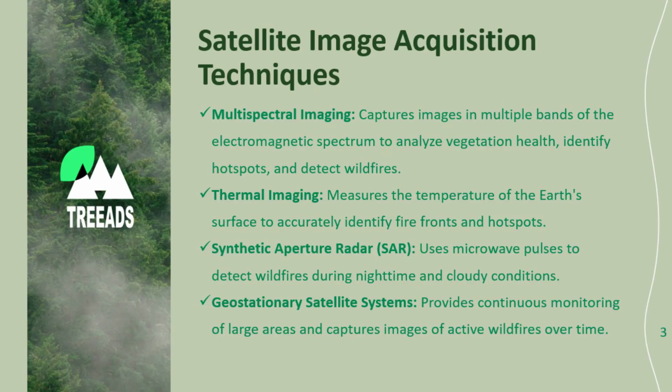Satellite image acquisition techniques. Multispectral imaging. Multispectral sensors capture images in multiple bands of the electromagnetic spectrum. Different sensors can capture various combinations of bands, such as visible, near-infrared, short-wave infrared, and thermal infrared. These bands are essential for analyzing vegetation health, identifying hotspots, and detecting wildfires.